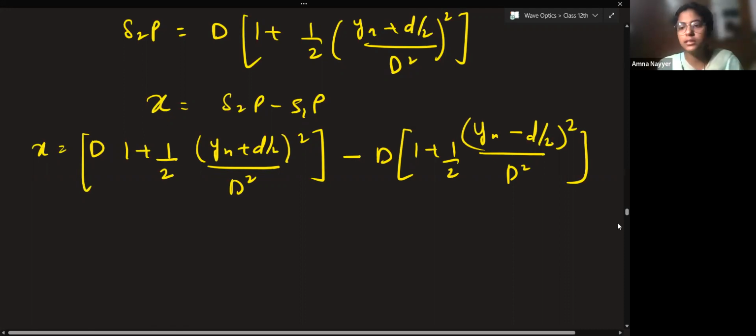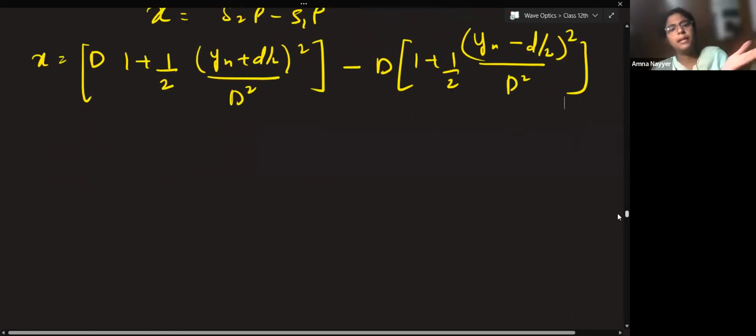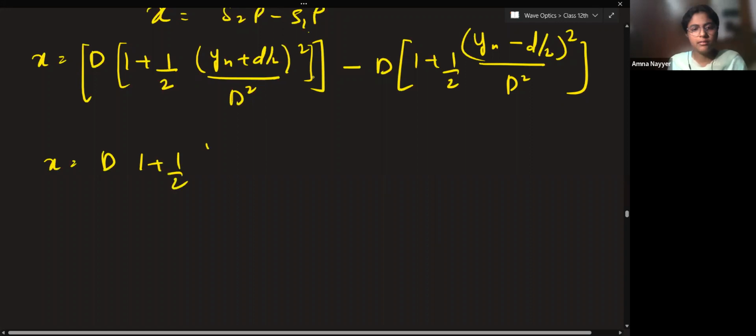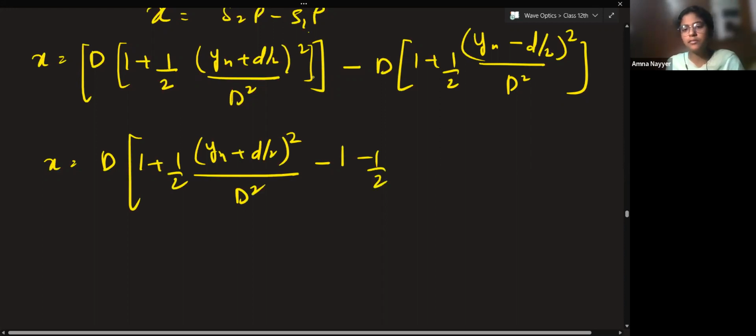Now we just have to fill this. So see, plus d from here, plus d from here. Plus d minus d will get cancelled. Anything else? 1 will also. Plus half, minus half, plus 1, minus 1. All these terms will get cancelled. So x will be d times half yn plus d by 2 whole square by d square minus half yn minus d by 2 whole square by d square. Right, I hope I'm not missing any term.